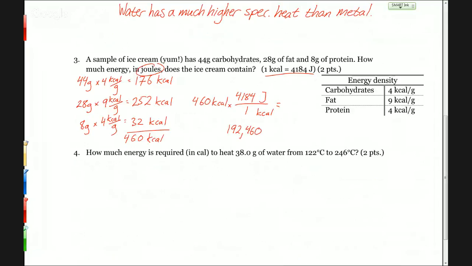Okay. Maybe I should just do it. Okay. 4640. Oh, 192,640. Okay. All right, so like that. It's a lot of joules. Another way we might do is put that in scientific notation. So 1.92 times 10 to the 6th joules. Round it off a little bit.